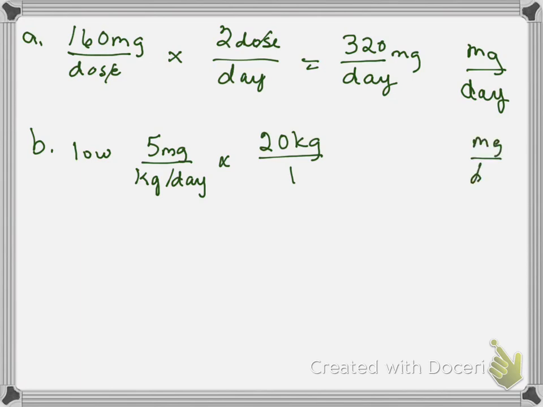Sorry. So I've got my kilograms cross out, and I'm left with milligrams per day. So I know I'm done here. And so I'll go 5 times 20. And that's going to give me 100 milligrams per day. So that's my low range. And so far, I'm so good.